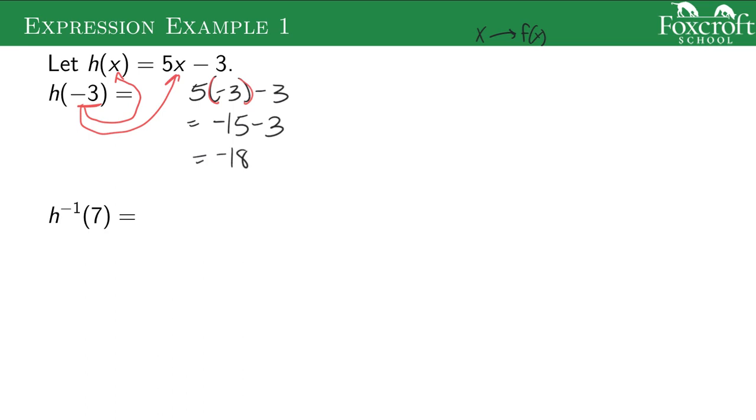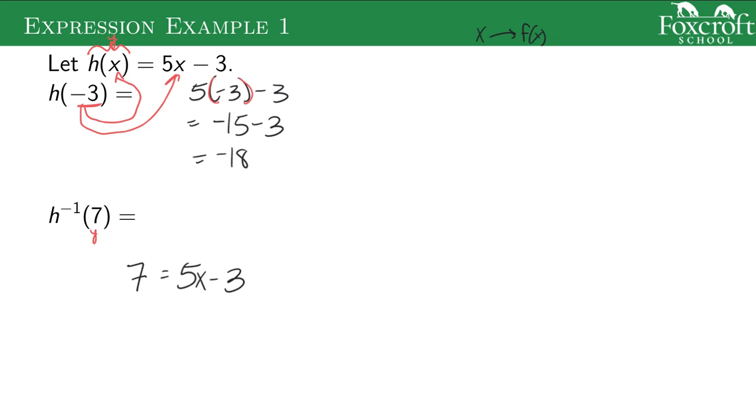Here we have h inverse of 7. All right, so h inverse, remember this is the y value, and h of x is equal to y. So we know the y value over there is 7, but we don't know the x value yet, right? When we do the inverse, the thing we're equal to is the x value.